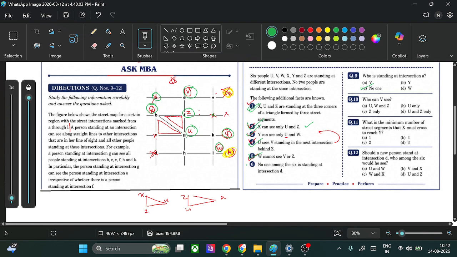Next, who can see V? Who all see V? I can see only Z and U as an option. Is there anybody else other than U and Z? No. So in that case, option D would be your correct answer. See, once you are done with your arrangements, solving questions should not be a matter of fraction of seconds, right? You should be able to answer the given questions within 30 to 40 seconds. That is the requirement in CAT examinations or any other management level examinations.